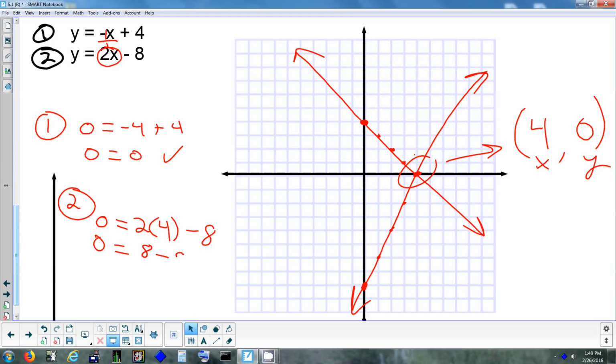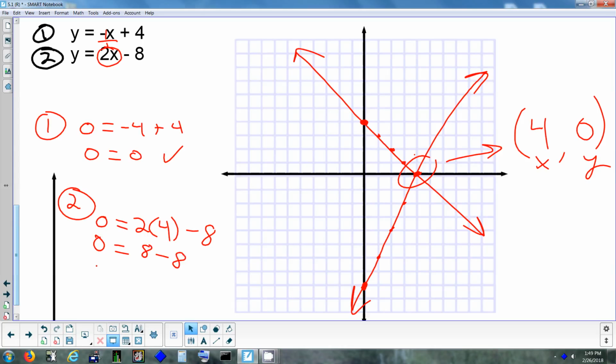So if the second one isn't right, then the whole equation's not right, or just that part? If the second part doesn't work, it doesn't work. That means you found the wrong answer. If your lines cross and your answer doesn't work, that means you didn't write down the right point where they cross. So you've got to try and fix it again. Graph it again.